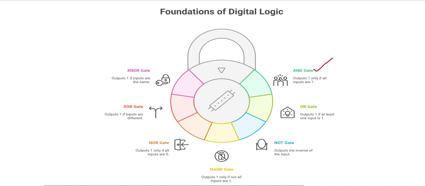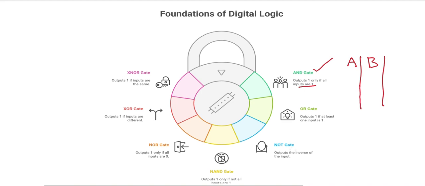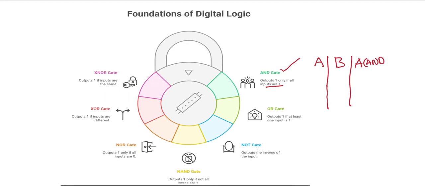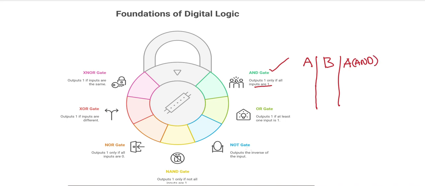Okay, AND gate. Outputs 1 if and only if all the inputs are 1. That means, suppose you are considering two bits A and B, and you are finding A and B. Okay, so 0 0, 0 1, 1 0, 1 1. These are the four possible combinations for the two bits.